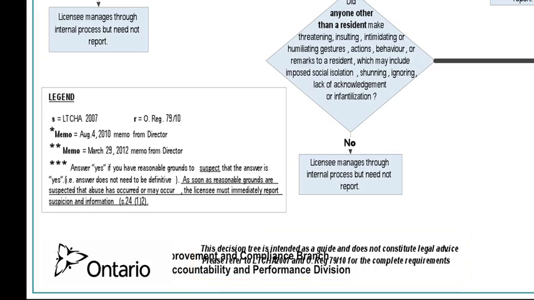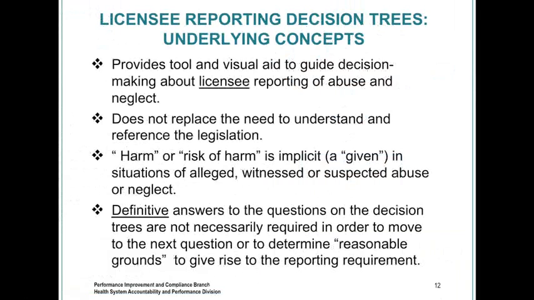About the assumptions that I talked about: it's a tool, but it doesn't replace the need for the licensees to understand, and the document that they have to go by is the legislation. That harm or risk of harm is implicit, and in the legislation it talks about reporting things that cause harm or risk of harm.